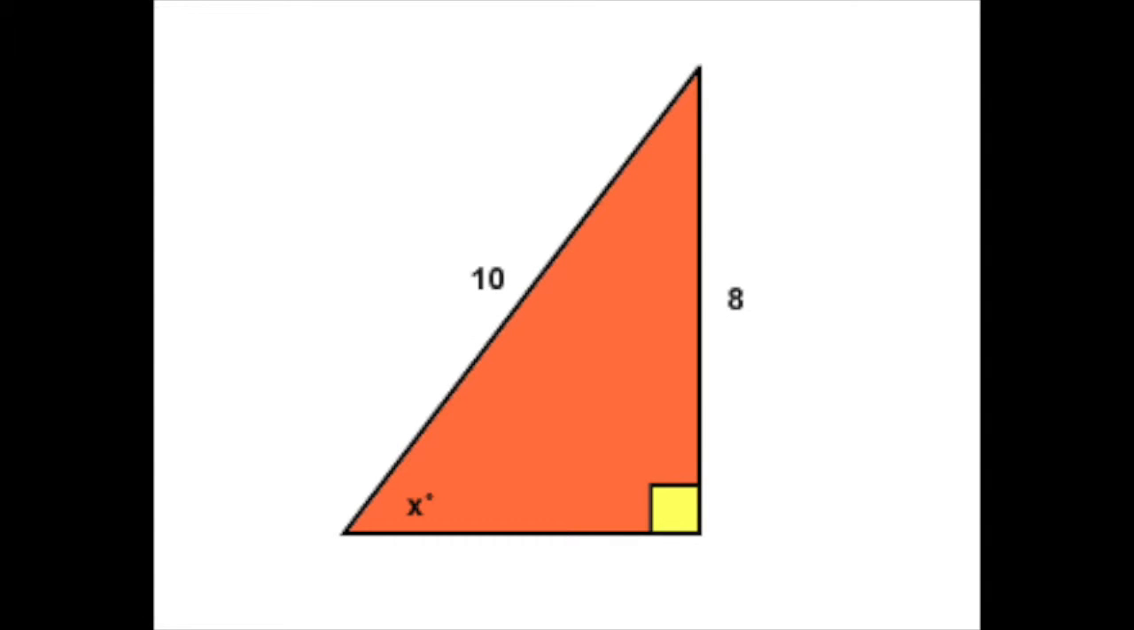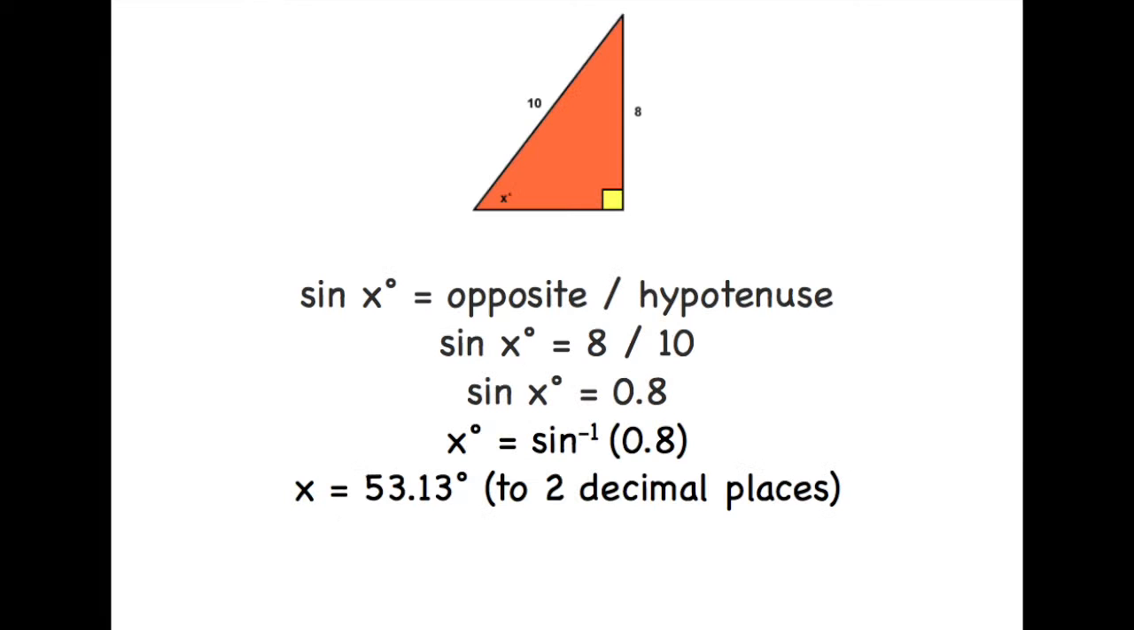Now this is another example, but in this example you're trying to find the angle, not a side. So if 8 is the opposite side and 10 is the hypotenuse, that must mean it's sine. So sine x equals 8 over 10. So sine x equals 0.8, and to find x you have to use something called inverse sine. So x equals sine inverse 0.8, so x is equal to 53.13 degrees.